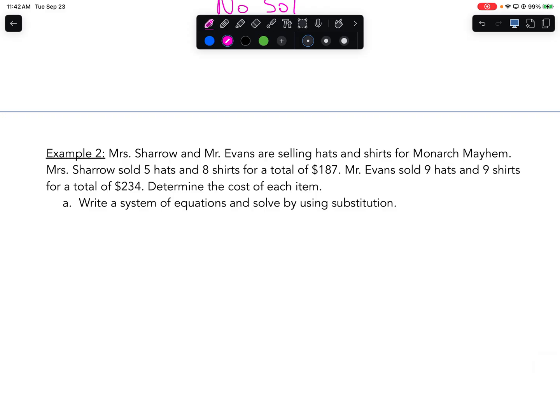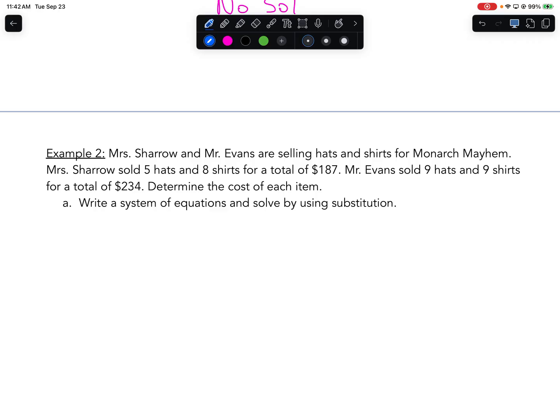Look at that. I finally made a problem. So cool. Mrs. Sherrill and Mr. Evans are selling hats and shirts for Monarch Mayhem. Oh, the irony. It's like they wrote it at this time of year. Miss Sherrill sold 5 hats and 8 shirts for $187.